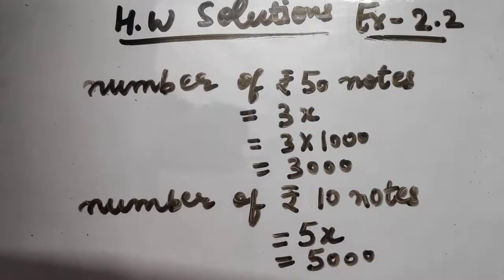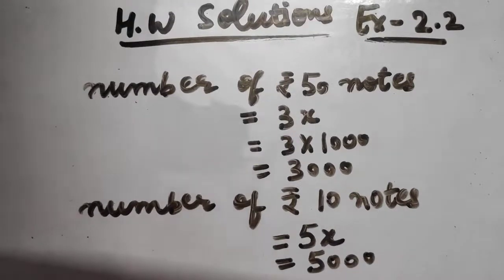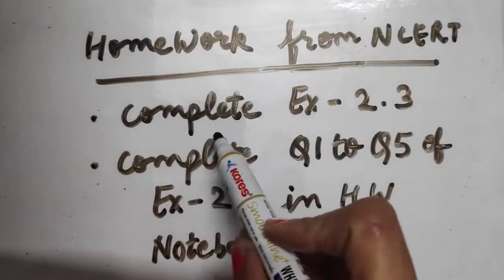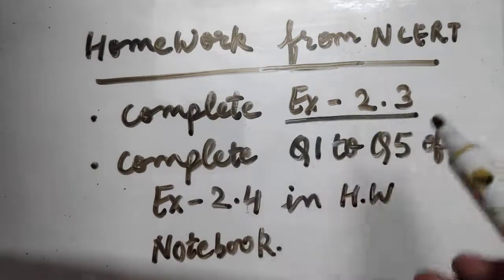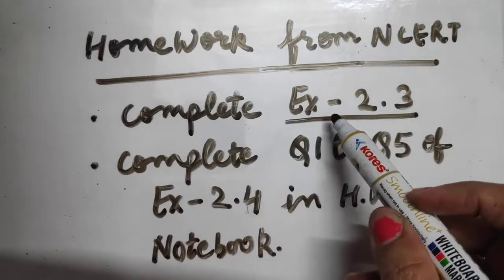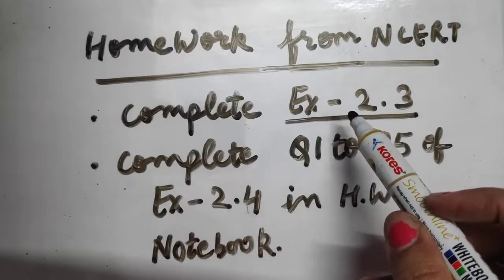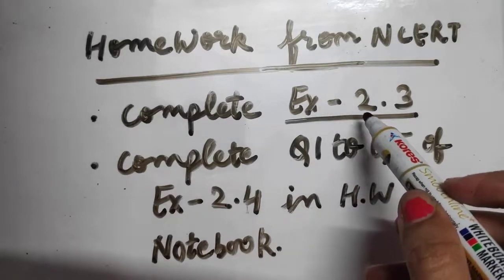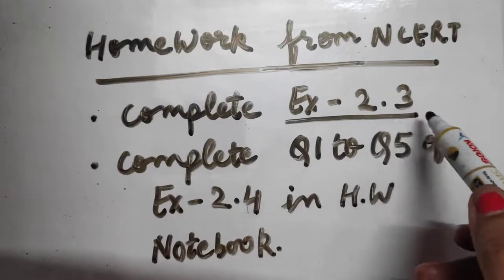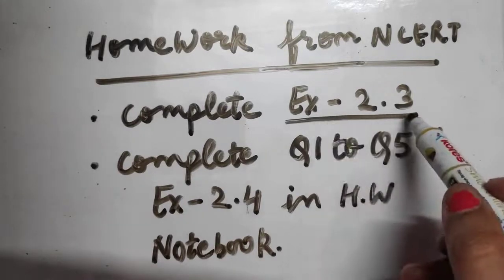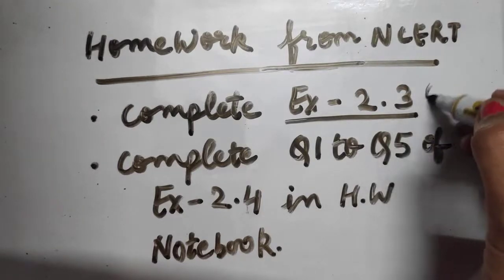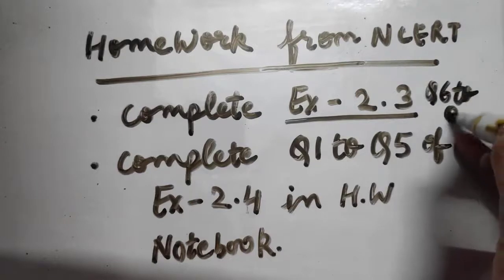So this is how you are supposed to solve these questions. Now this is the homework, dear children. You are supposed to complete exercise 2.3 as you must have completed till question number 1 to 5. Now along with the classwork questions, you are supposed to complete till question number 10. 2 questions I have discussed in the class. Rest 3 questions you can do on your own. So you are supposed to complete exercise 2.3 from question number 6 to question number 10.